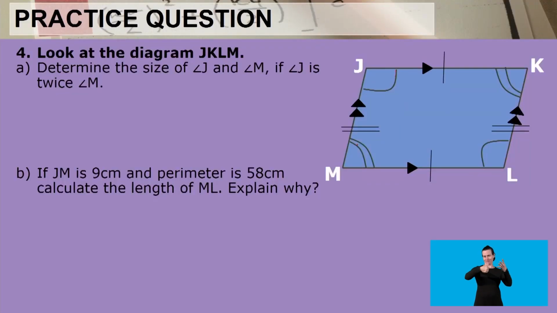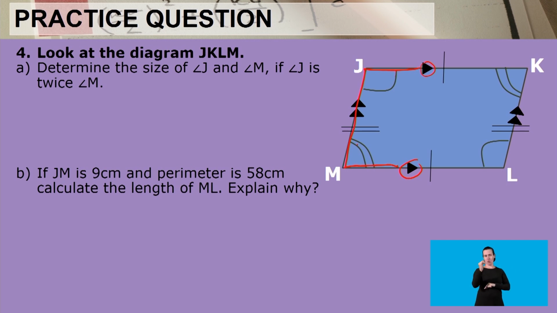Now they say, determine the size of angle J and angle M if angle J is twice angle M. Let's look at the diagram and see where angle J and M are. You'd see that these are parallel lines, and angle J and angle M are between the parallel lines. And therefore, what do we know about angles that are between parallel lines and on the same side of the transversal? They are said to be co-interior.